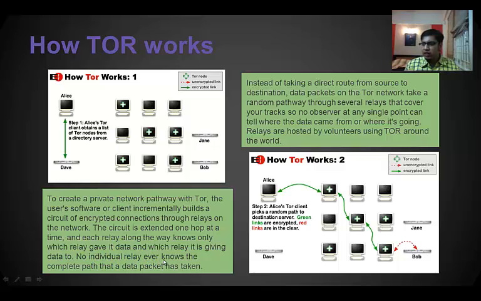No individual relay ever knows the complete path that a data packet has taken. Instead of taking a direct route from the source to destination, data packets in the Tor network take a random pathway through several relays that cover your path so that no observer at a single point can tell where the data came from or where it is going. Relays are hosted by volunteers using Tor around the world.